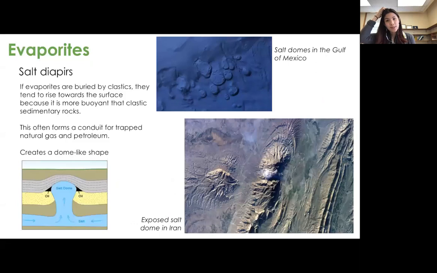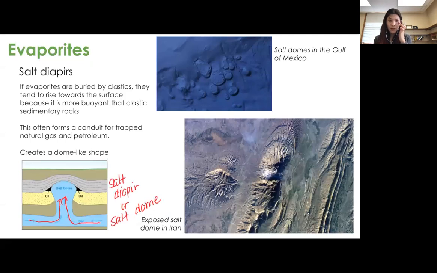We also get things like salt diapirs forming from evaporite deposits. So if we have evaporites that are buried by clastic sedimentary rocks, we get a buoyancy difference. The evaporites tend to have a lighter density than the clastics on top of them. And so they will tend to try and rise towards the surface, like you see here where the salts, the halites, are rising up in what's called a salt diapir. We can also call this a salt dome.